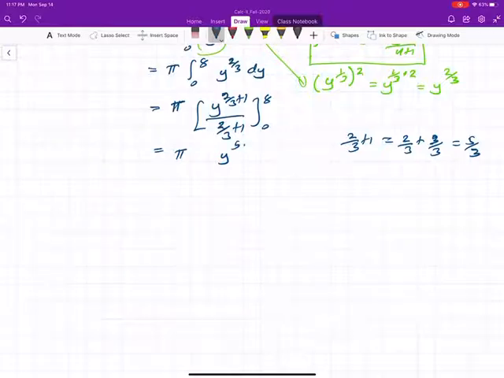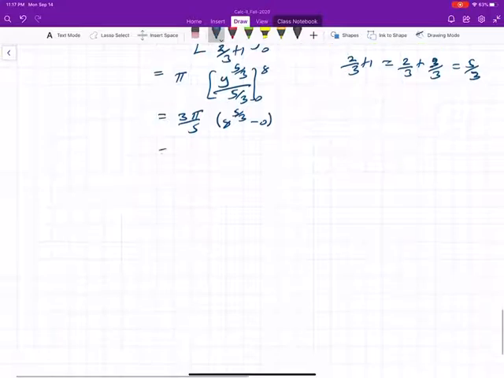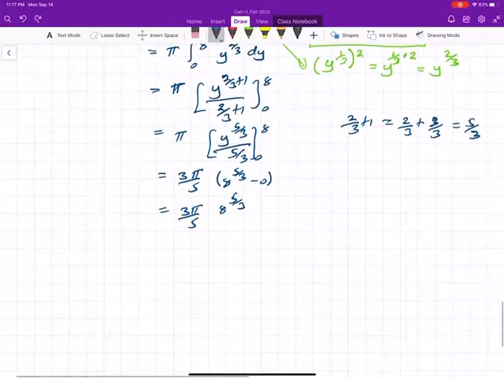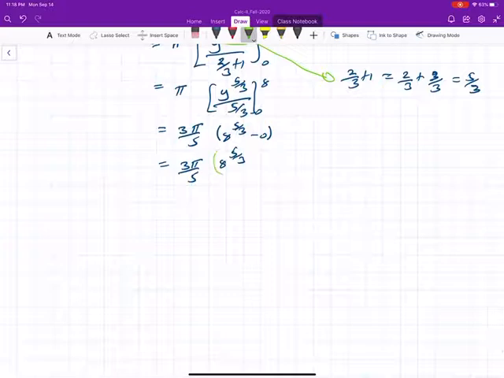So this is y to the power 5 over 3, from 0 to 8. Then you write this as 3 pi over 5, 8 to the power 5 over 3 minus 0. And then you write 3 pi over 5 and then 8 to the 5 over 3. Then let's check whether you can simplify this part further.